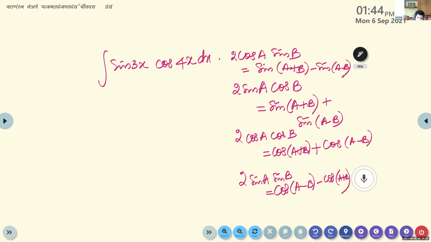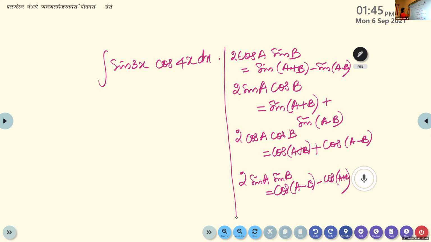Okay. See, whenever we have one cos and one sine, the formula will be based on sine of both the terms. If both are cos or both are sine, we use cos A plus B and cos A minus B. 2 cos A cos B is cos of A plus B plus cos of A minus B. 2 sin A sin B is cos of A minus B minus cos of A plus B. So we use these identities for solving this type of question.